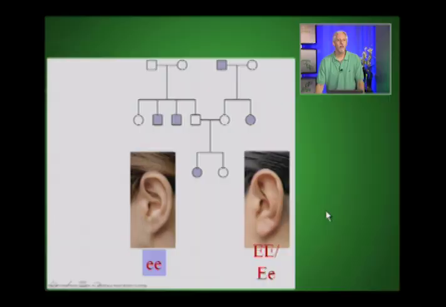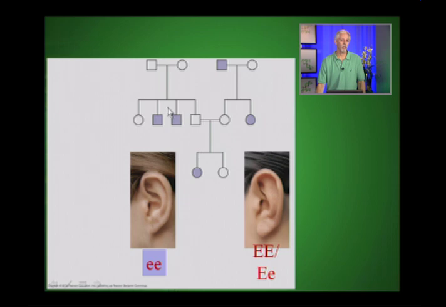This is a pedigree involving earlobes. Attached earlobes, that phenotype is recessive to having a free earlobe. So if you have a free earlobe, you could be homozygous dominant or heterozygous. Now, in this pedigree, the shaded individuals have attached earlobes. Even if I hadn't told you this already, you can see that this is dominant and this is recessive. If I hadn't told you that, you could figure that out just by looking at the pedigree.